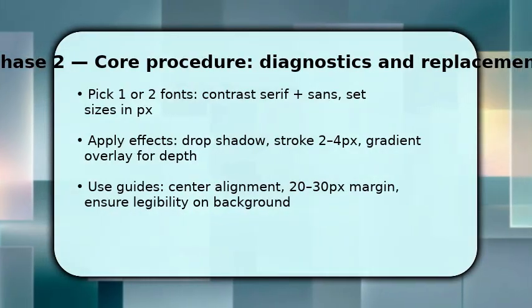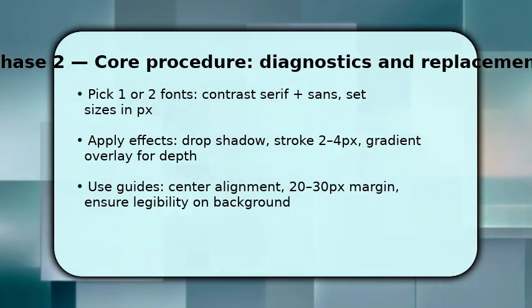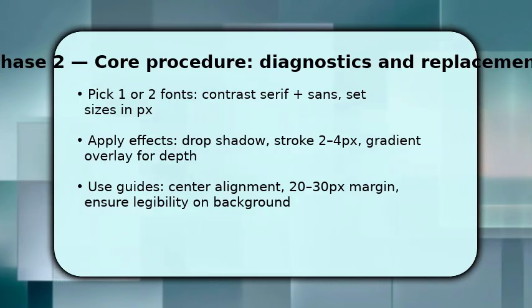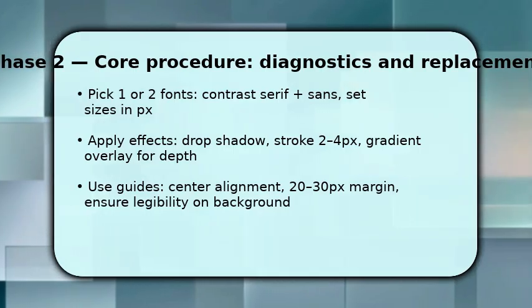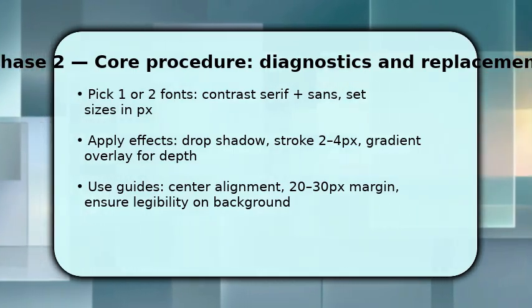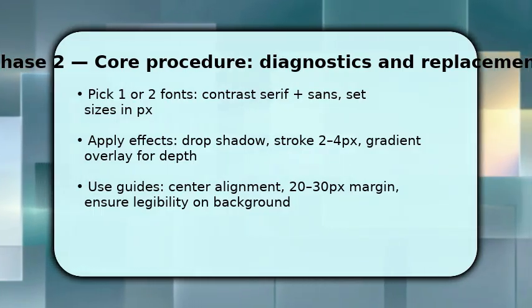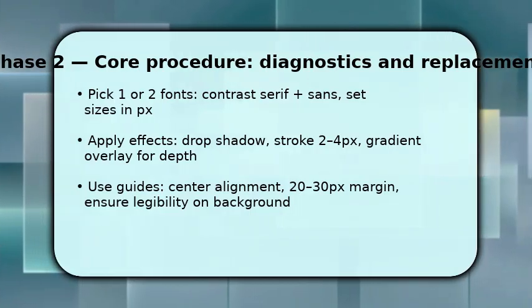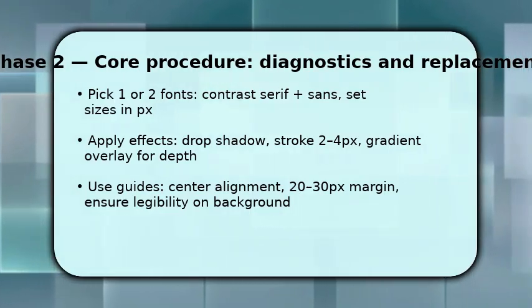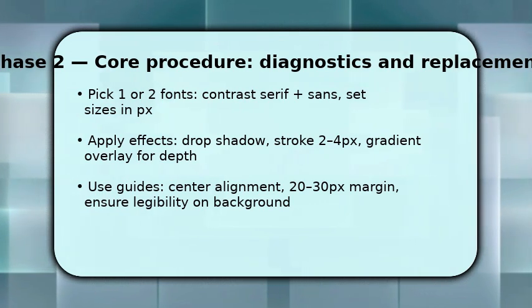Now you design the name itself and make decisions that affect readability. You choose one or two fonts, pair a bold sans with a lighter serif for contrast, and set the size in pixels so the name fills the focal area without touching margins. Then apply effects: a subtle drop shadow, a 2-4px stroke, and a gentle gradient overlay to create depth. Once applied, test legibility by toggling the background. Make sure the name remains clear against bright or busy areas.